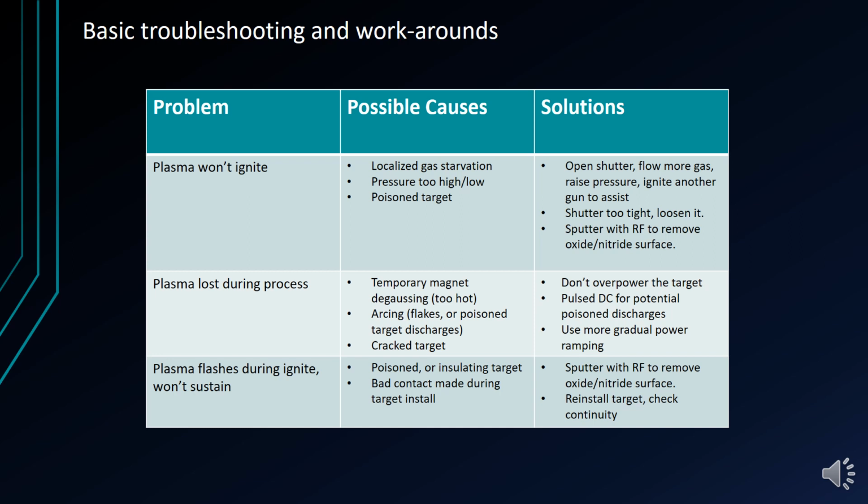When you're trying to ignite the plasma and you see periodic flashes, as if the plasma is igniting and extinguishing rapidly, you probably have a poison target. Try RF to clean it. This happens because the surface of the target is essentially charging like a capacitor and then discharging. Another possibility is that the target was installed improperly. It's unlikely that you'll experience this because the connection is tested every time a target is exchanged.